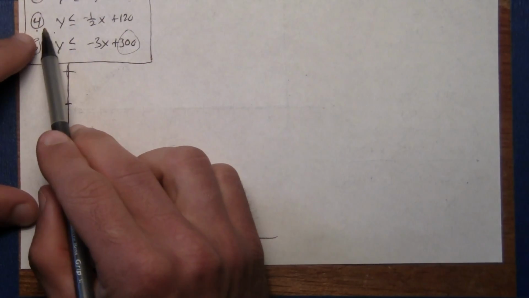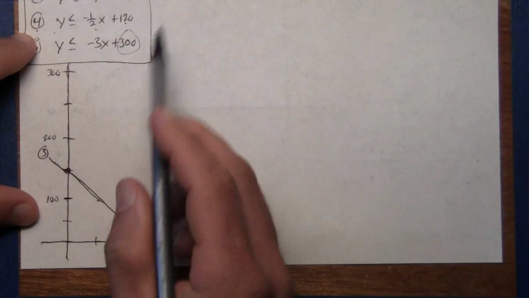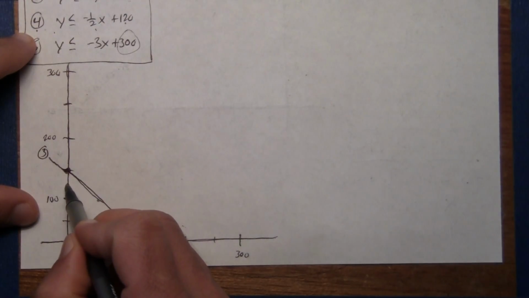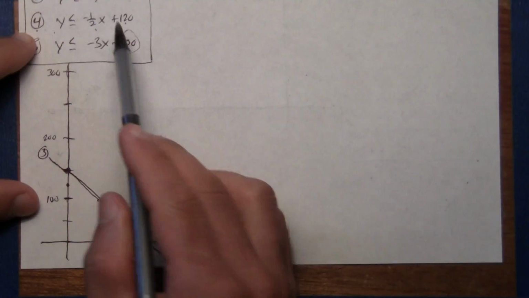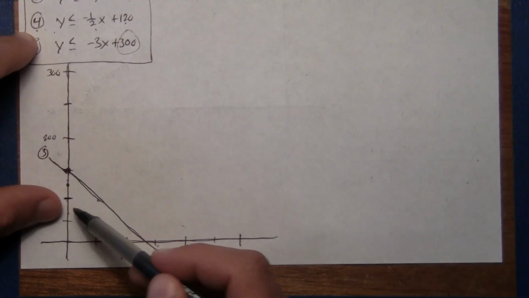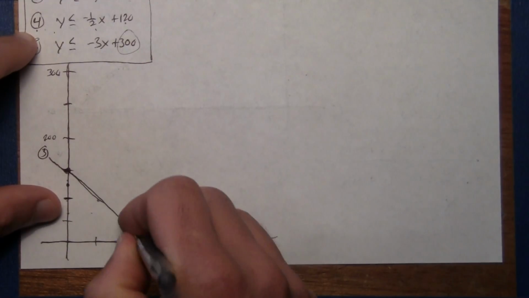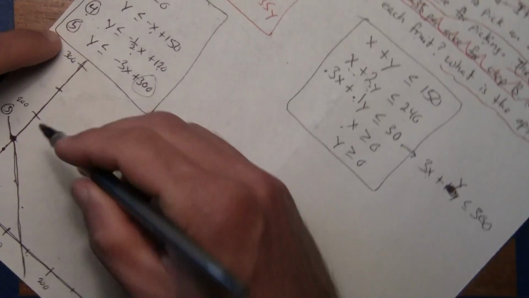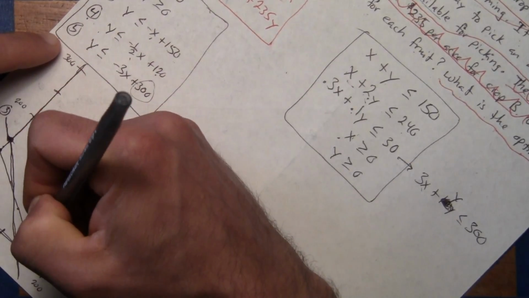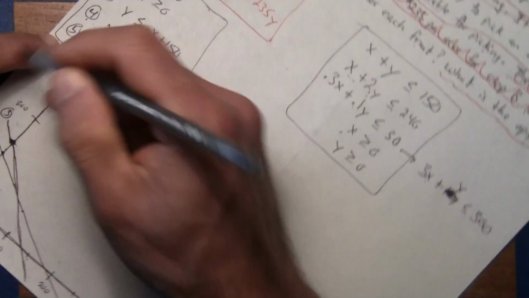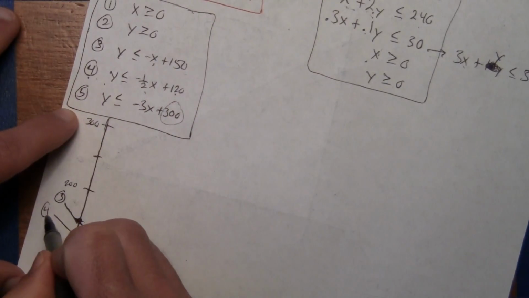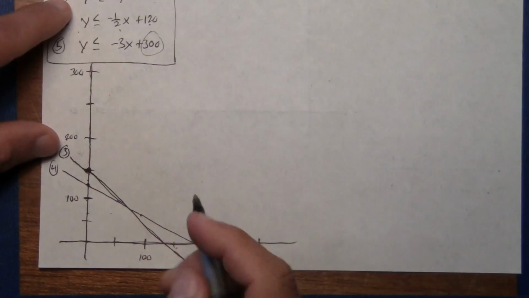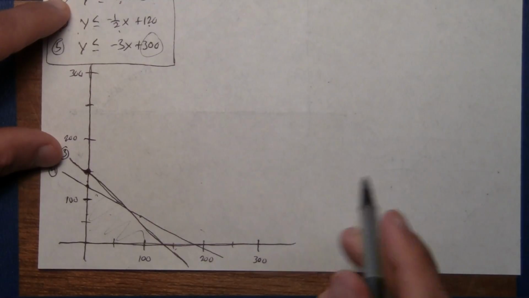Alright, the number 4 here, I have a y-intercept of 120, which I'm going to say is right about there. Again, have to approximate a little bit. Go down one tick mark, 2 tick marks to the right, and go ahead and graph that line. And that was number 4. These are all less than, so right now I'm shading this little chunk right here.